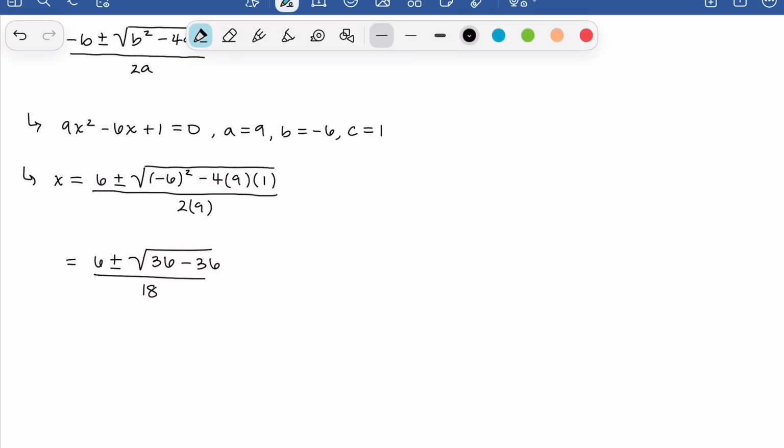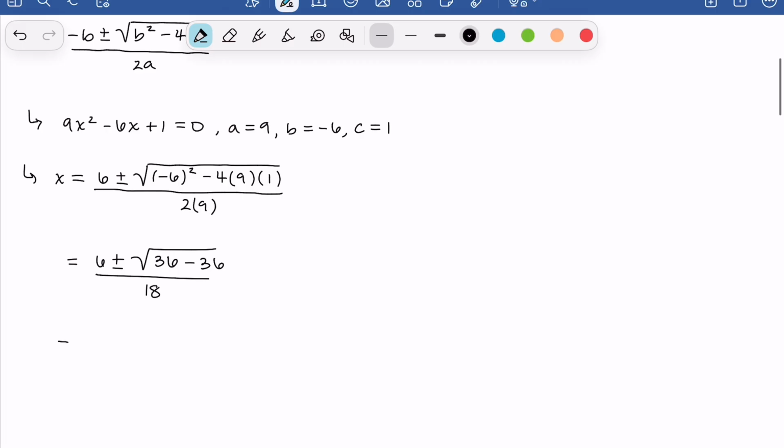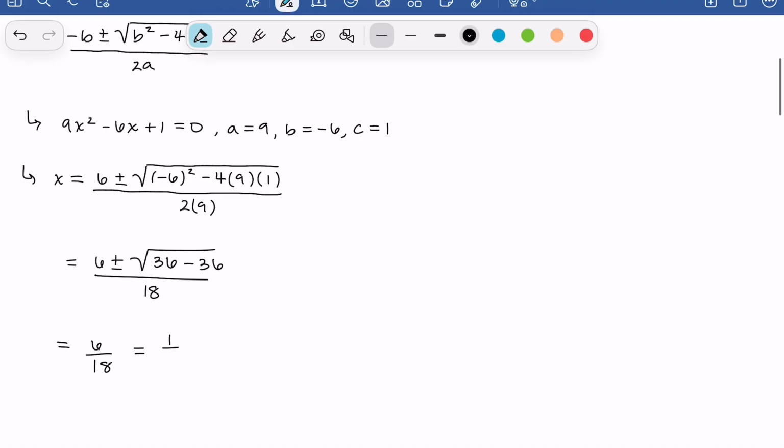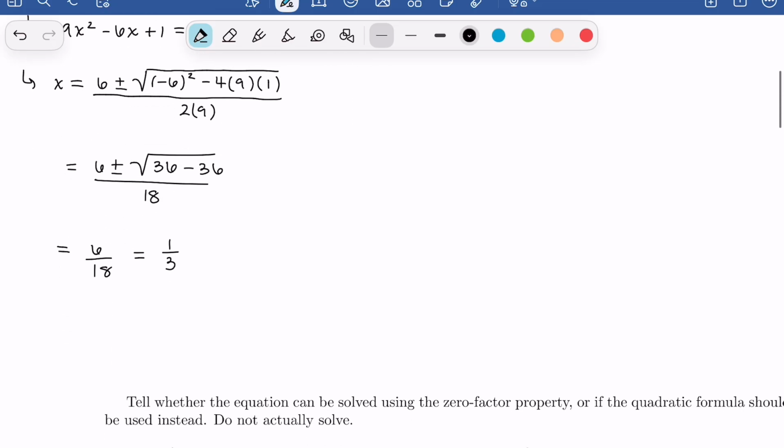and the square root of 0 just gives us 0. So we're going to end up with 6 plus or minus 0 over 18, which can be fully simplified by dividing the numerator and the denominator by 6. So we're going to end up with 1/3. So our solution set for this one is going to end up being the value that x is equal to 1/3.